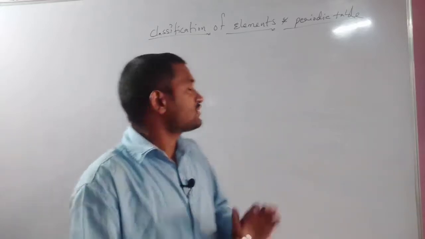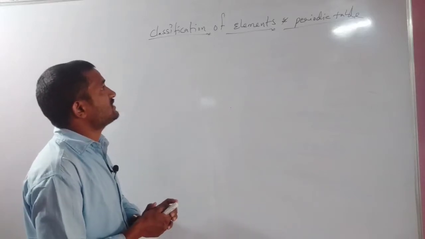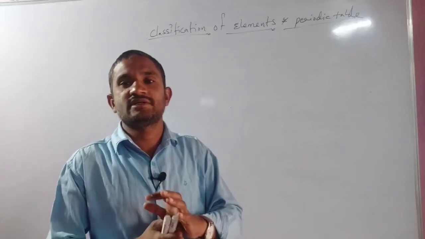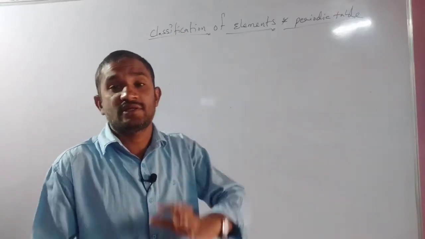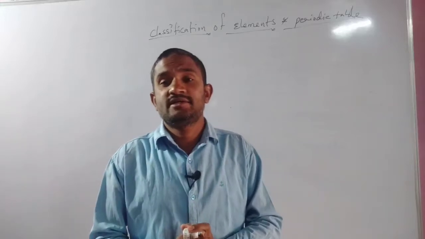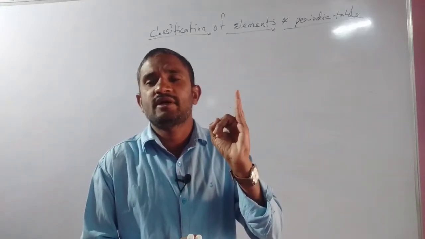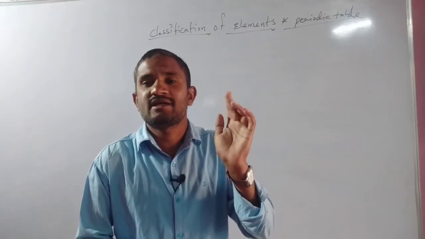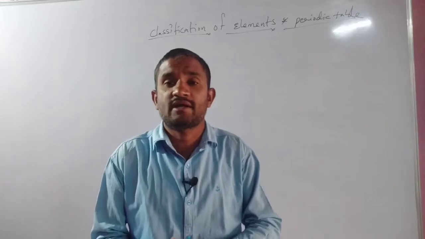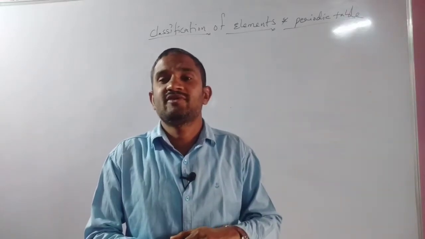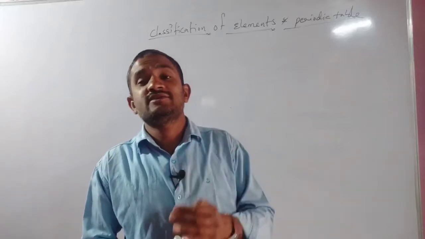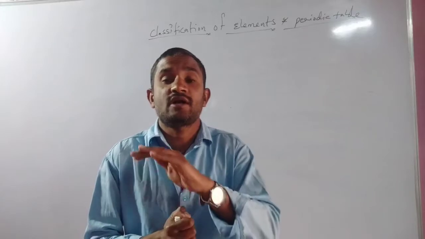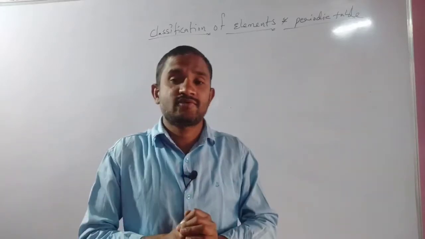Next, the most important concept: the classification of elements and the periodic table. In the previous classes, we discussed different types of classification by different scientists: Lavoisier, Dobereiner, Newlands, Mendeleev and Lothar Meyer. But in those classifications there were some defects, and due to those defects we are not following such classifications.